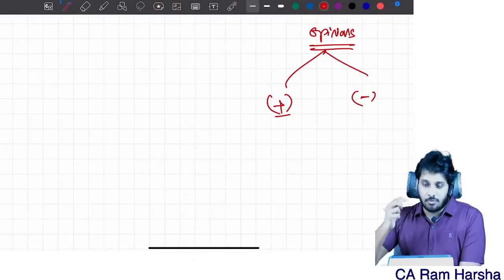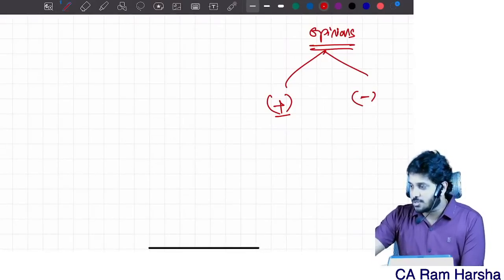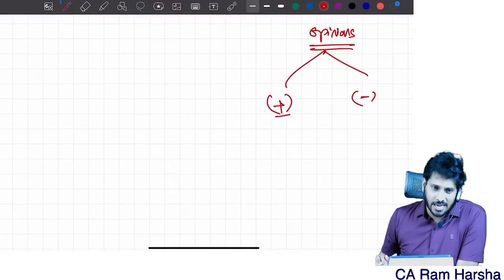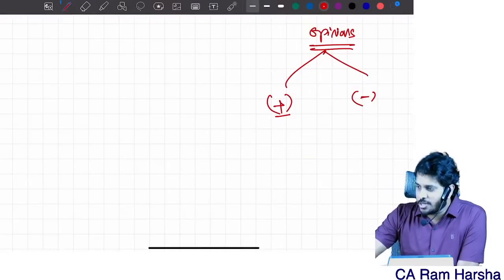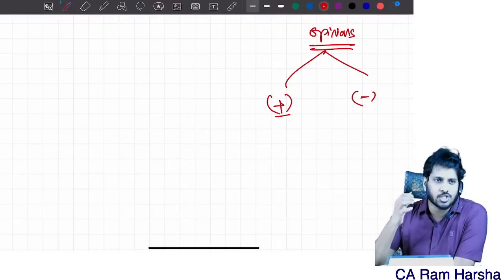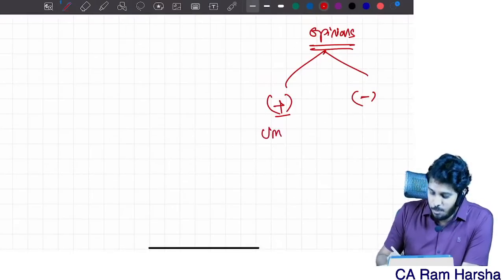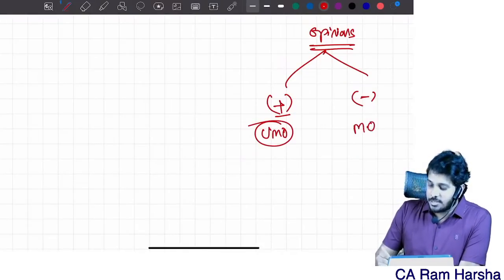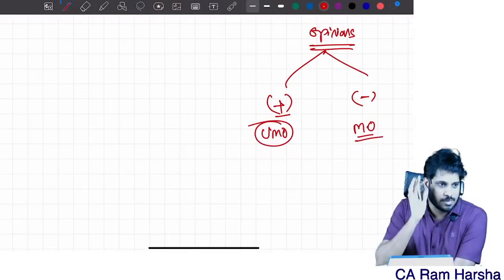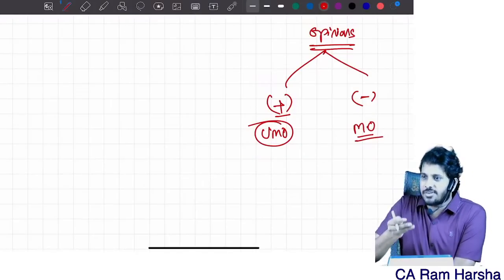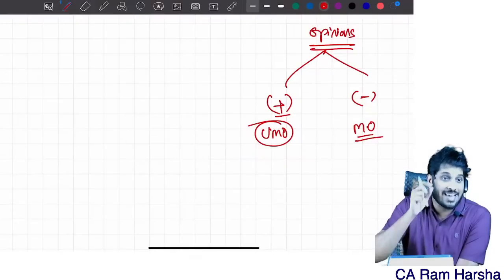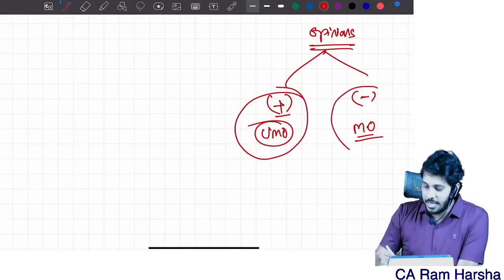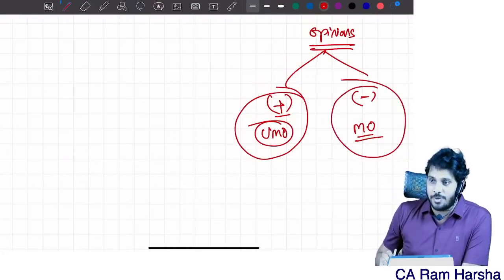So, the opinions are broadly two types. One is positive opinion, another one negative opinion. Positive opinion is called unmodified opinion. Negative opinion is called modified opinion. That is what until now I am telling. But just for the sake of convenience, though I use the words positive opinion and negative opinion, the actual words are what? There are two types of opinions: one is unmodified opinion, another one is modified opinion.